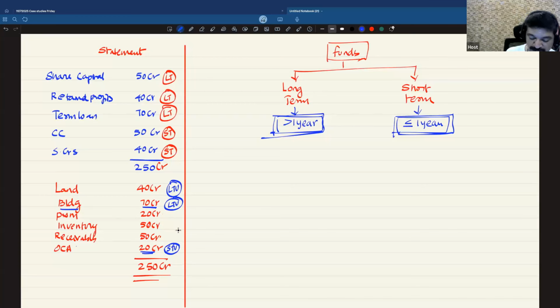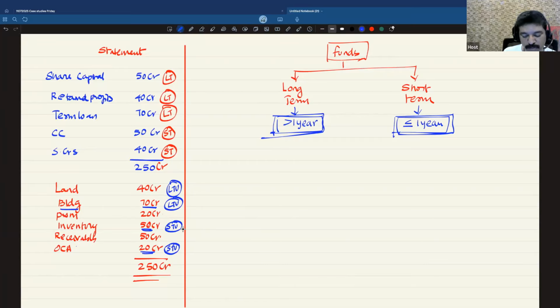I am investing that money in inventory, that is, purchasing raw material so I can convert it into finished goods. I can sell it in the market and get the cash in 30 days, 60 days, 90 days. Is it long term or short term? This is a short-term use.